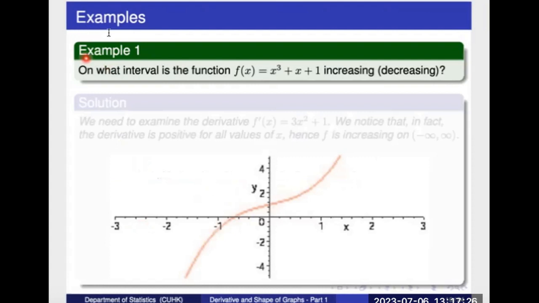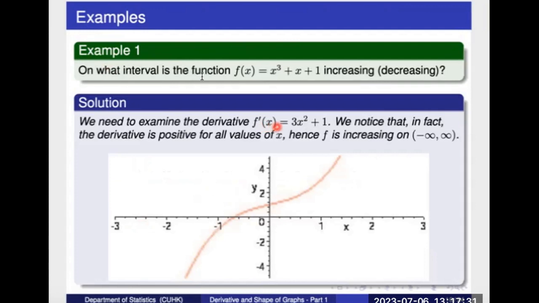On what interval is the function f of x equals x cubed plus x plus 1 increasing or decreasing? To answer this question, we need to examine the derivative of f, which is f prime of x equals 3x squared plus 1. We notice that, in fact, the derivative is positive for all values of x, hence f is increasing on negative infinity to positive infinity. You can see the graph of f on the screen.